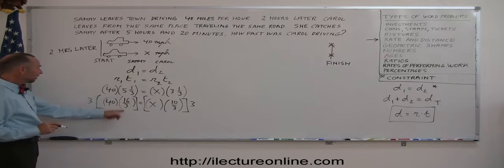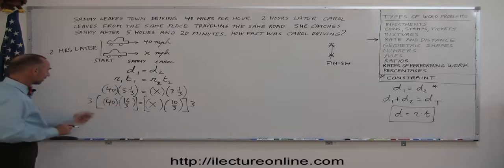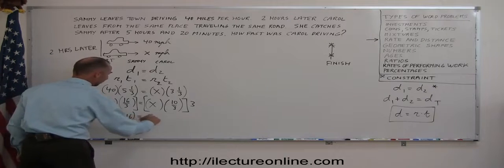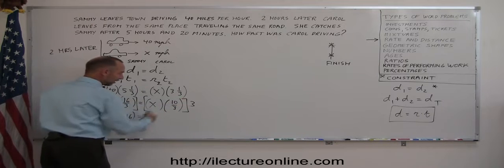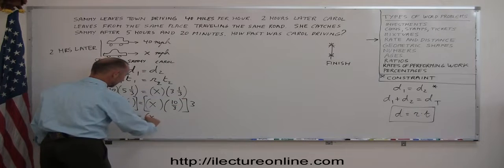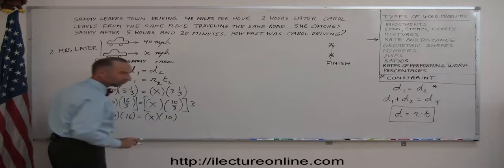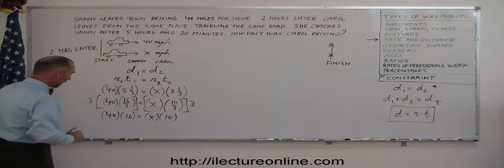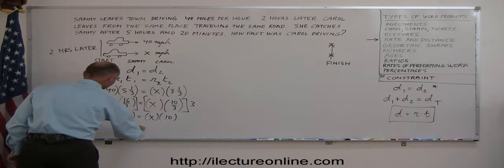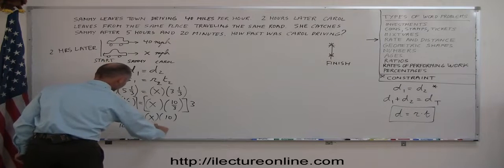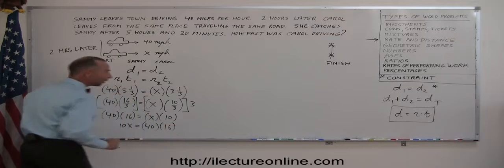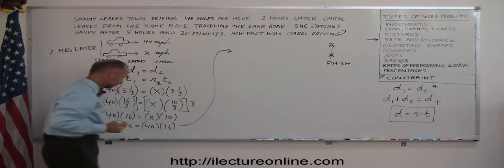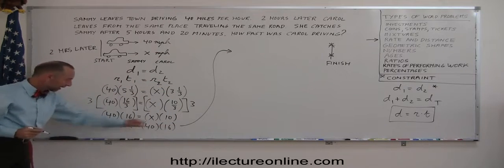So 3 times 16 thirds, the 3's cancel out, and I end up with 40 times 16 equals, and 3 times 10 thirds, the 3's cancel out here, I get x times 10. Of course, that's the same as 10x. I can switch the sides around, so I can now write 10x is equal to 40 times 16. And since I'm running out of room here, I'm going to scoot right over to the other side of the board, right there. I can multiply 40 times 16.